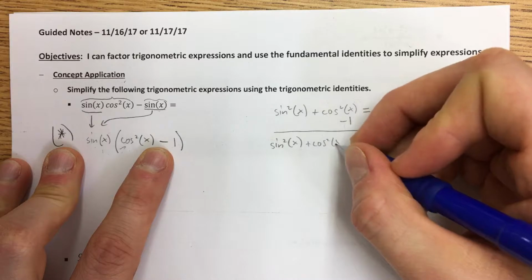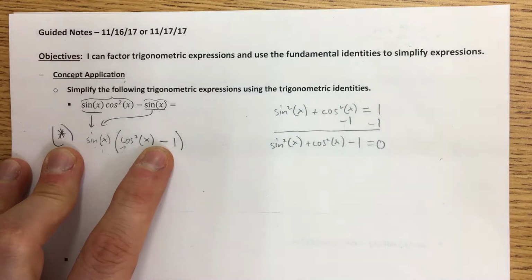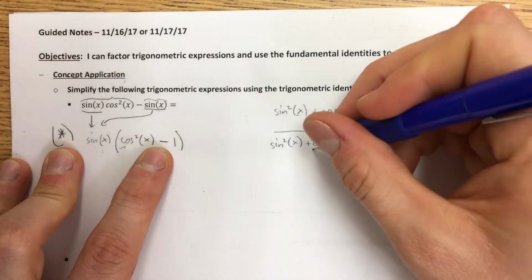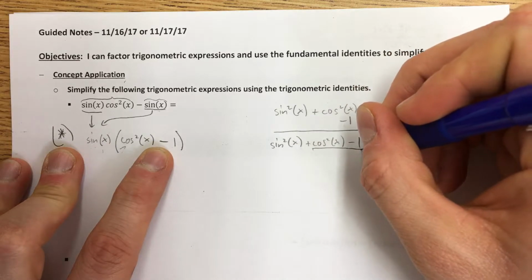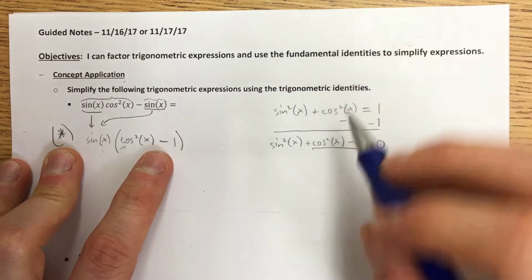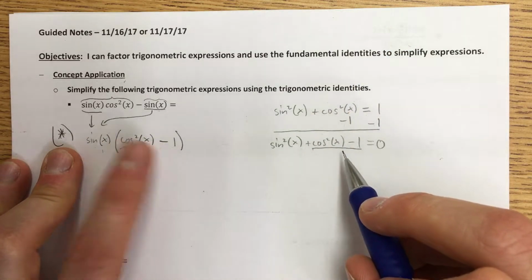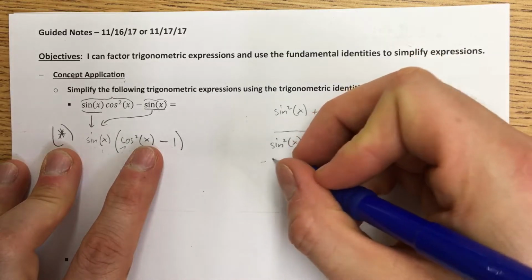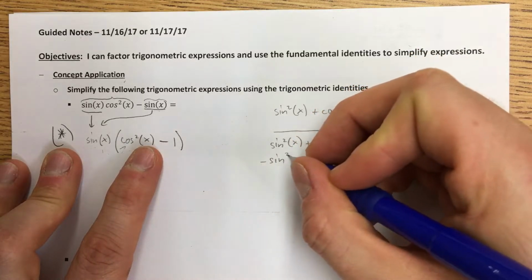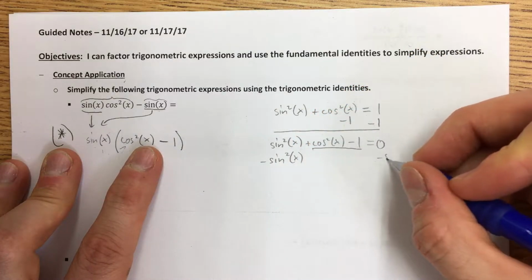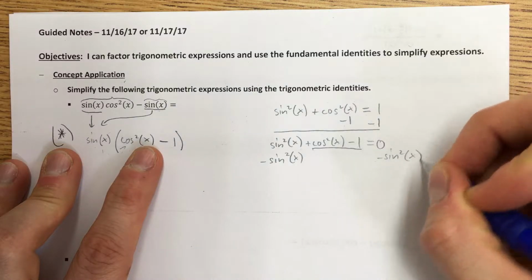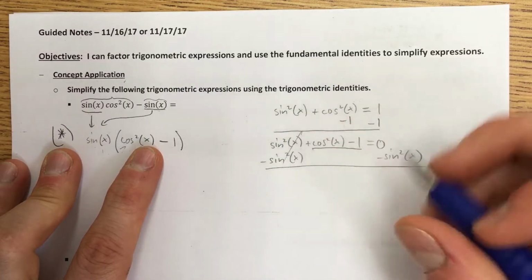Sine squared plus cosine squared minus 1. So I have cosine squared minus 1 here, but I want to isolate it so I can replace it in the expression here. So we can isolate that by subtracting sine squared from both sides. Those go away.